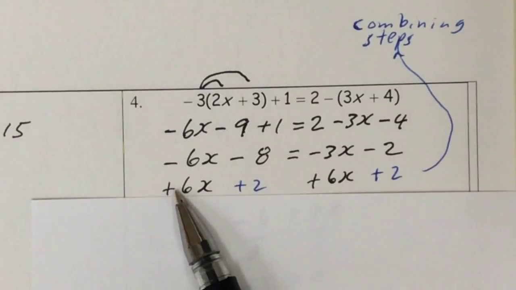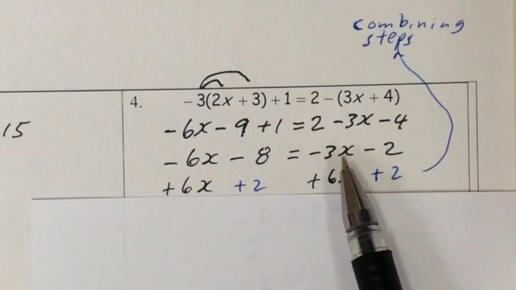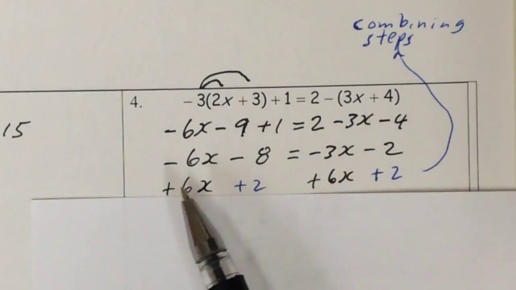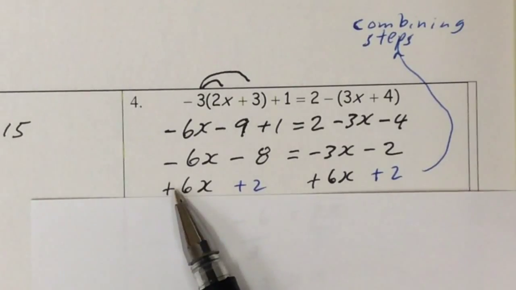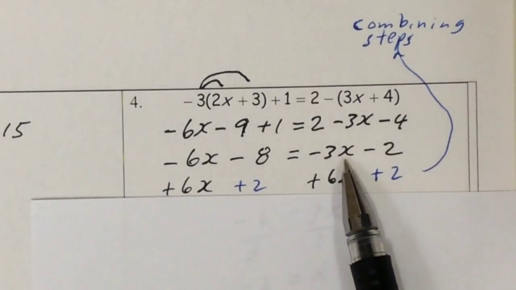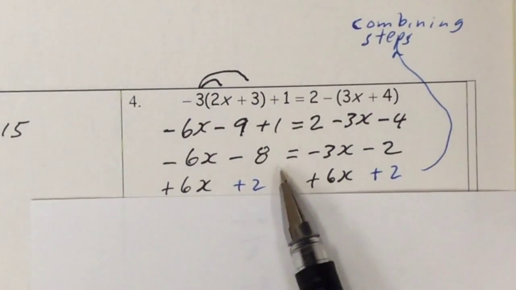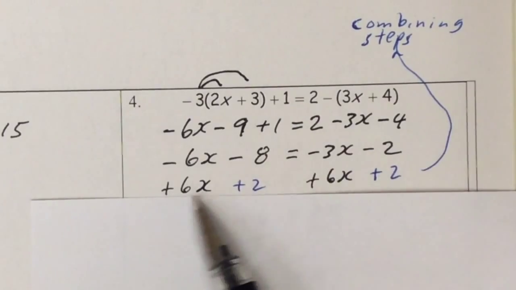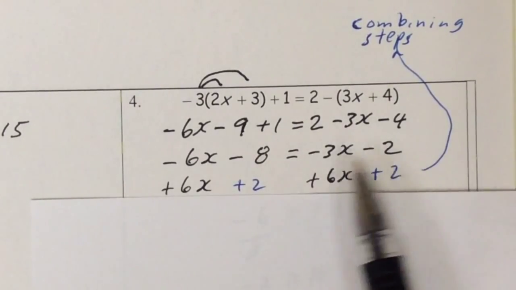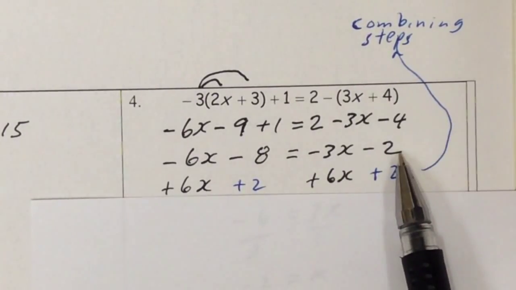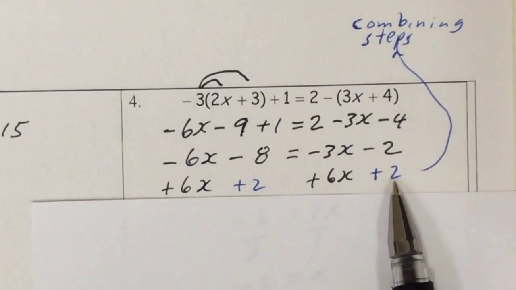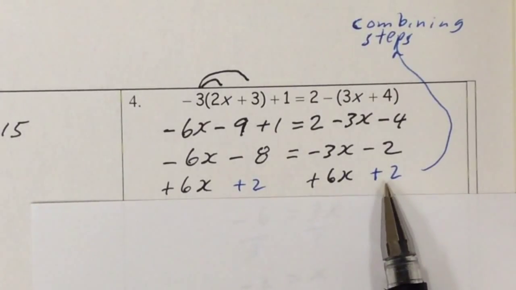And then you're going to add 6x to both sides, or add 3x to both sides. Doesn't matter. Okay, so I'm adding 6x to both sides because then I'll have a positive number in front of the x when I get rid of that 2, so I'm doing 2 steps in 1 here. So now I know I'm going to have x on this side, so I want to get rid of the minus 2.